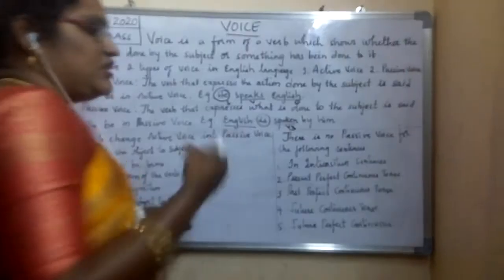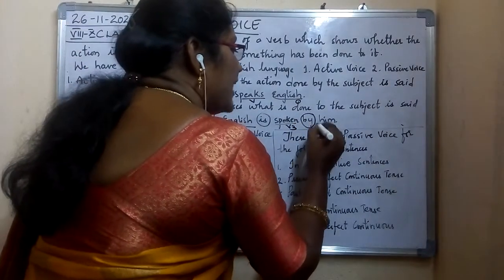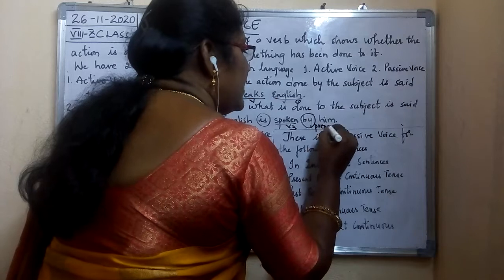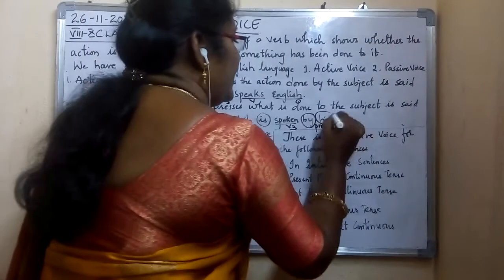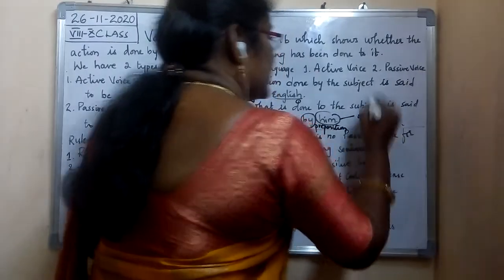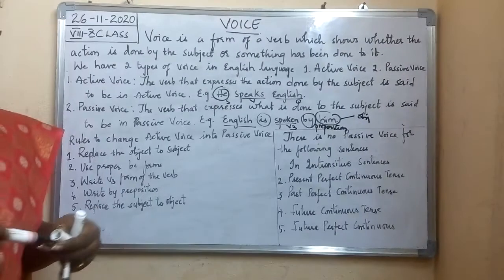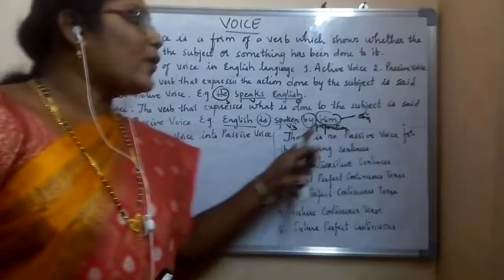And when you are changing active voice into passive voice, what are you using? By preposition. Okay. Then again he changes to him. So now this is the object here. Understood? So now see here, he speaks English is active voice. English is spoken by him.